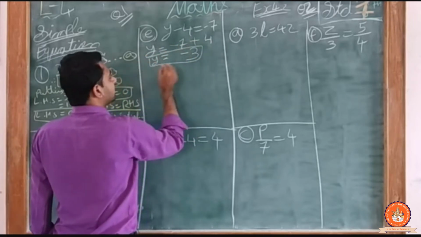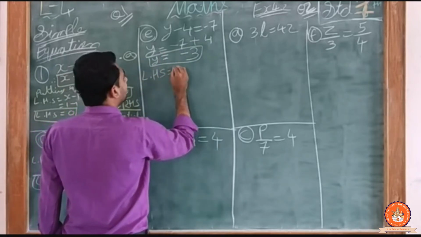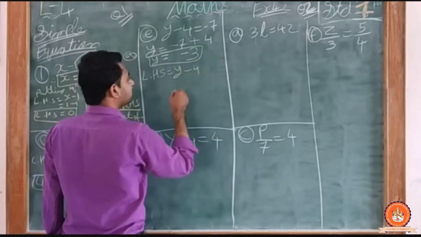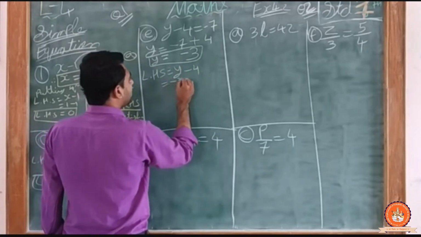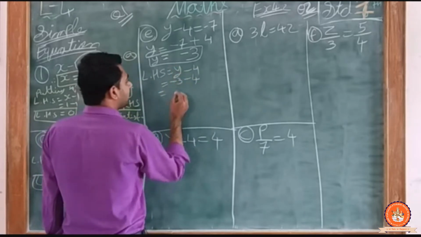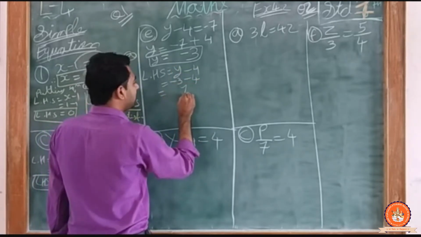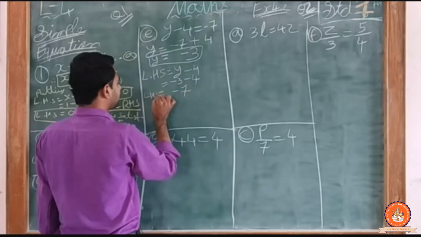Now taking this y value, putting it in the LHS side. So y minus 4 is my LHS side. Now putting y is equal to minus 3 and I have minus 4. So as I told you, minus minus plus. So 4 plus 3, that means 7, and the bigger number's sign, that is 4 is a bigger number. I will put the sign of 4, that is the minus sign.